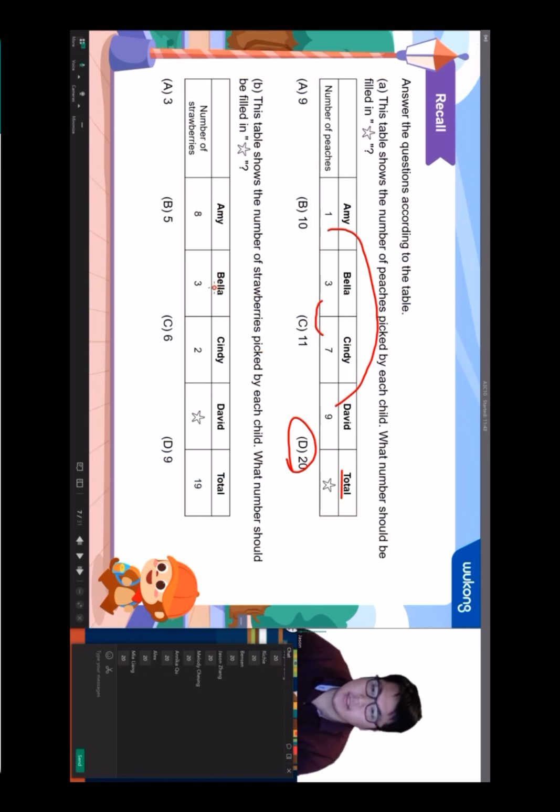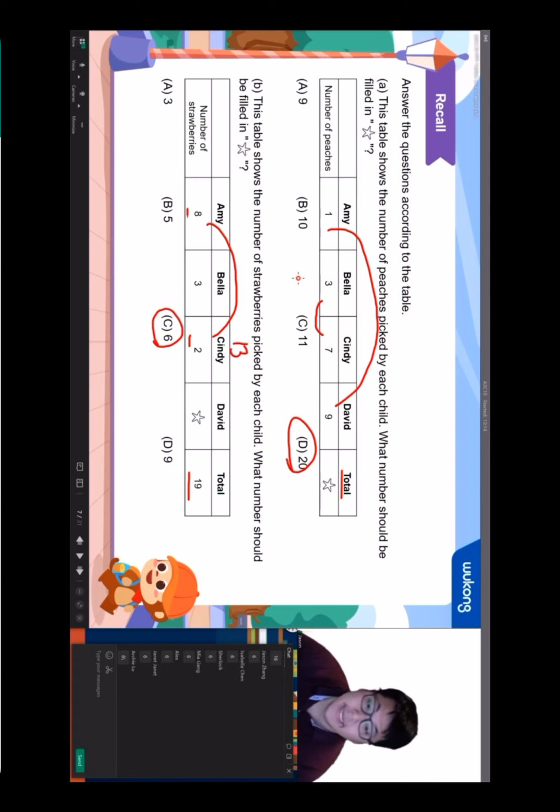Now, what about the second question? It's the strawberries picked by each child. So, what do you think the answer is for this one? So, this time we have the total. So, Amy and Cindy add together, we get 10. 10 plus 3 is 13. So, 13 plus what equals 19, guys? Is it 7, Sherlock? It's 6, exactly. So, make sure not to make any silly mistakes, guys.